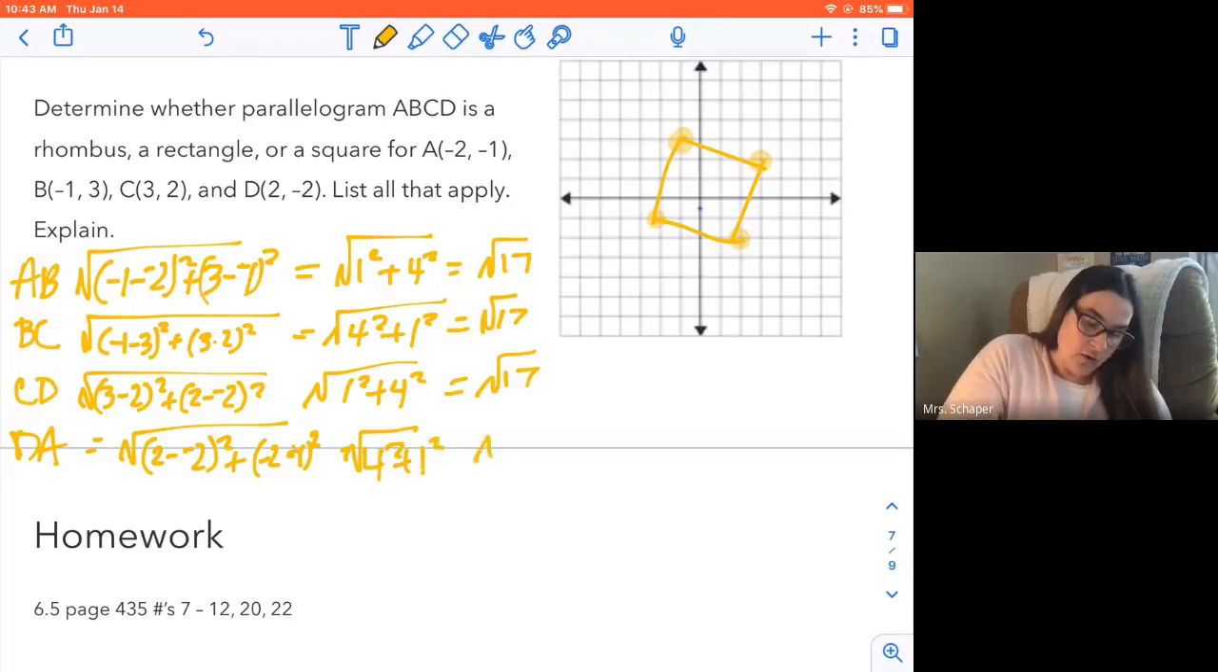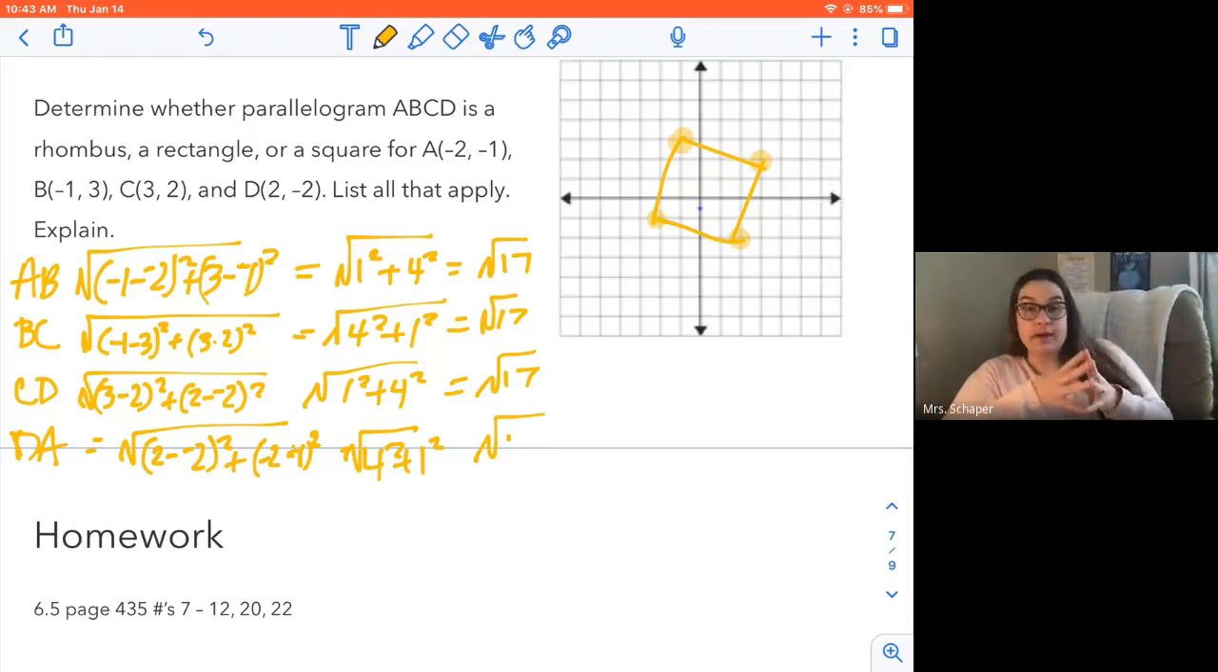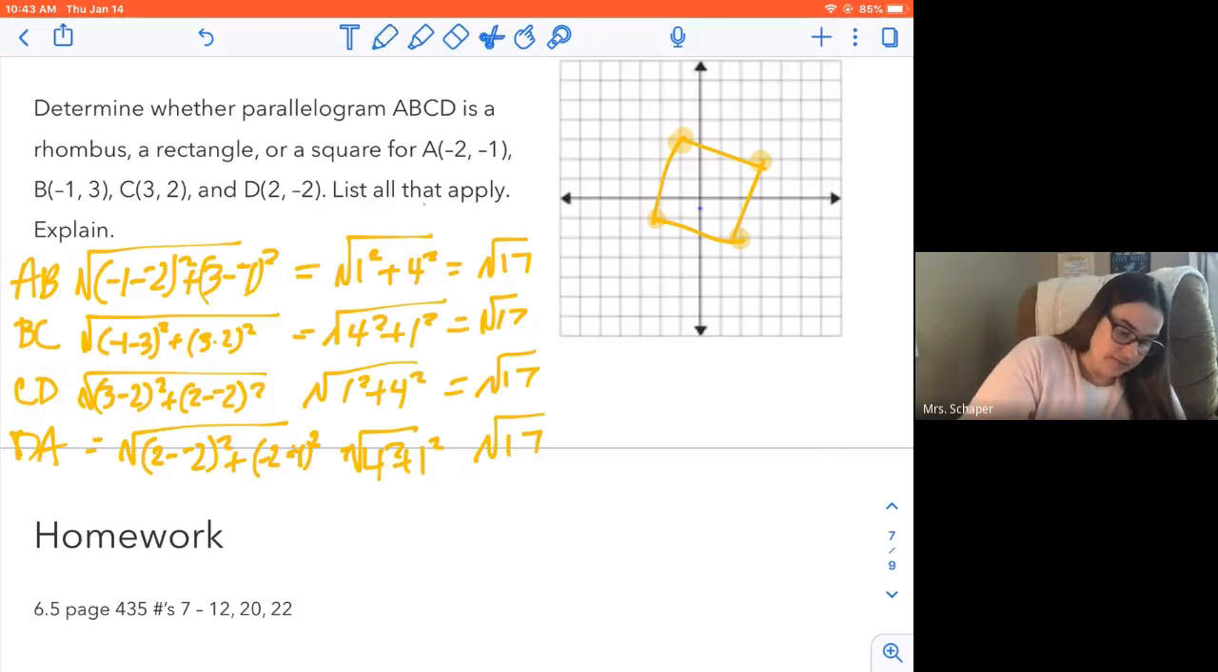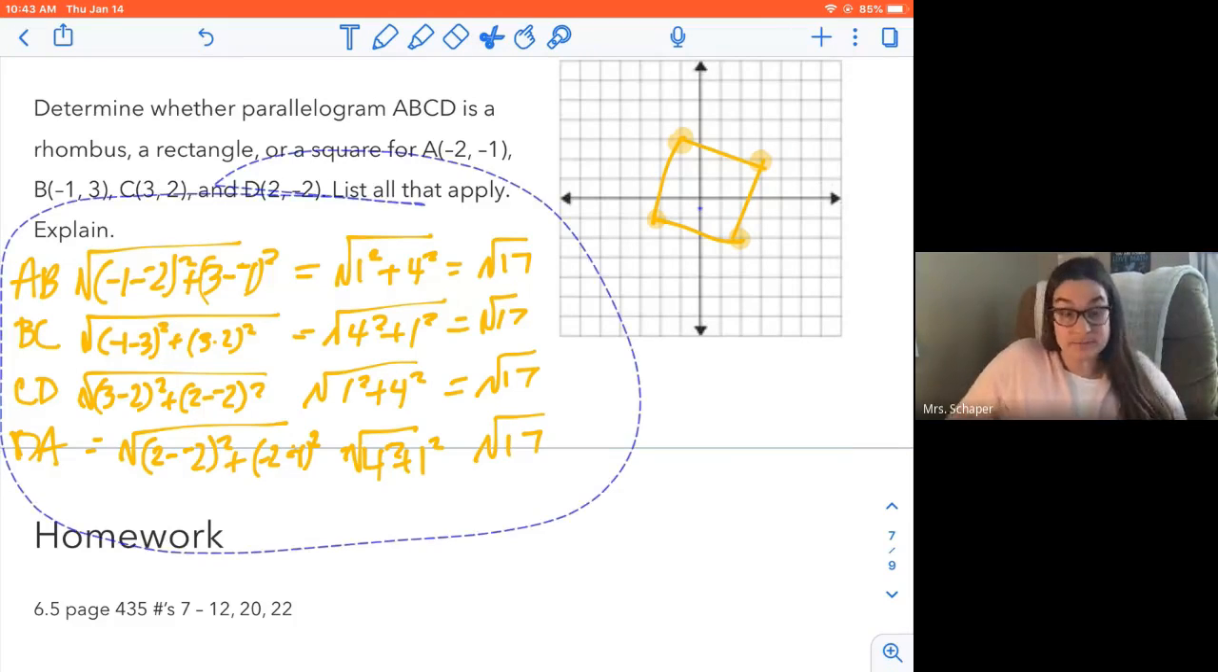So we know that all 4 sides are congruent. That means it's going to be either a rhombus or a square, right? Because all 4 sides are congruent. So that was my first thing to do. Now that I got that taken care of, I need to find their slopes.